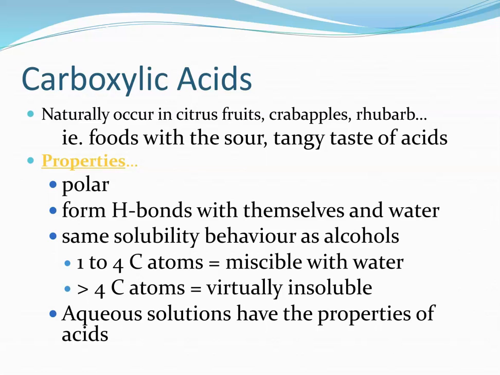Carboxylic acids are found in many sour foods. They are polar and are able to form hydrogen bonds with themselves and water. Shorter carbon chains with carboxylic acid groups are miscible with water, but longer chains result in virtually insoluble molecules. If the carboxylic acids are soluble in water, then they have the properties of acids.